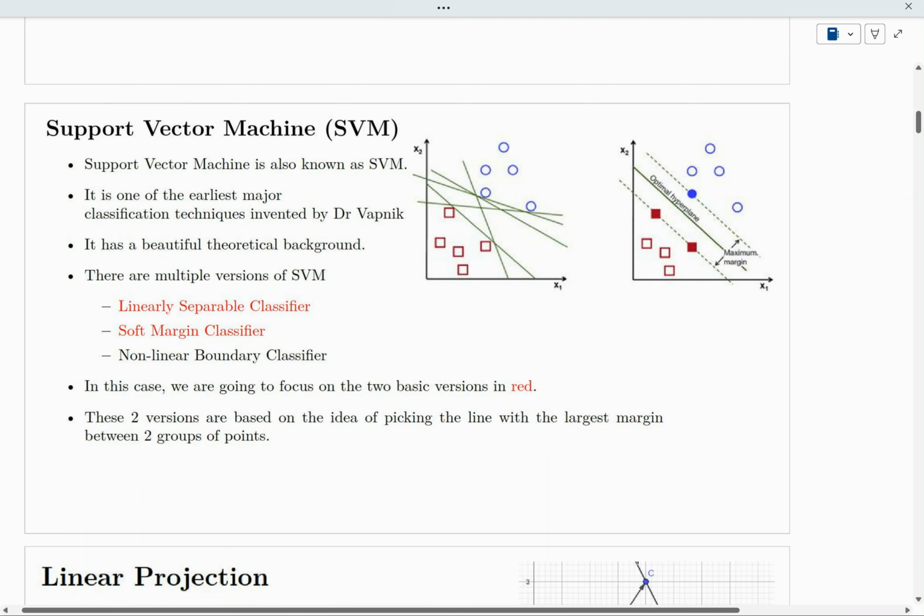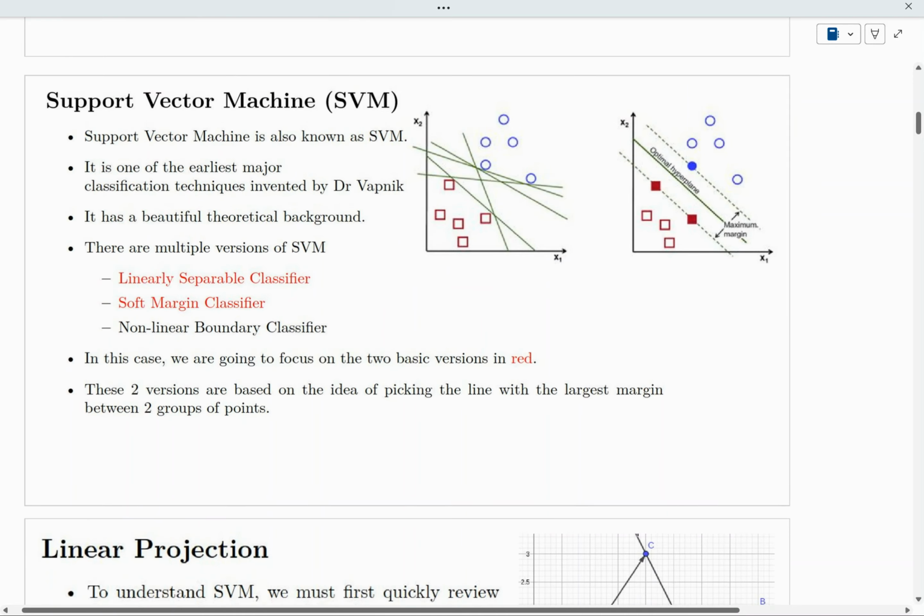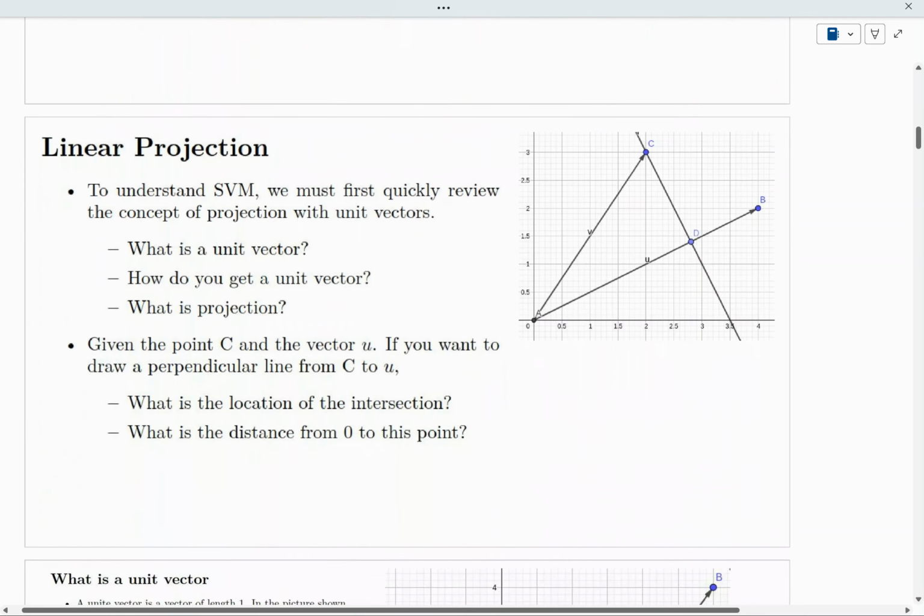Okay, so in this case, we're going to focus on two basic versions shown here and here, right? There's the linearly separable one. These two versions are based on the idea of picking the line with the largest margin. If we're trying to identify, let's say these are 1 and 0, we're trying to essentially identify the line that separates the two groups of data.